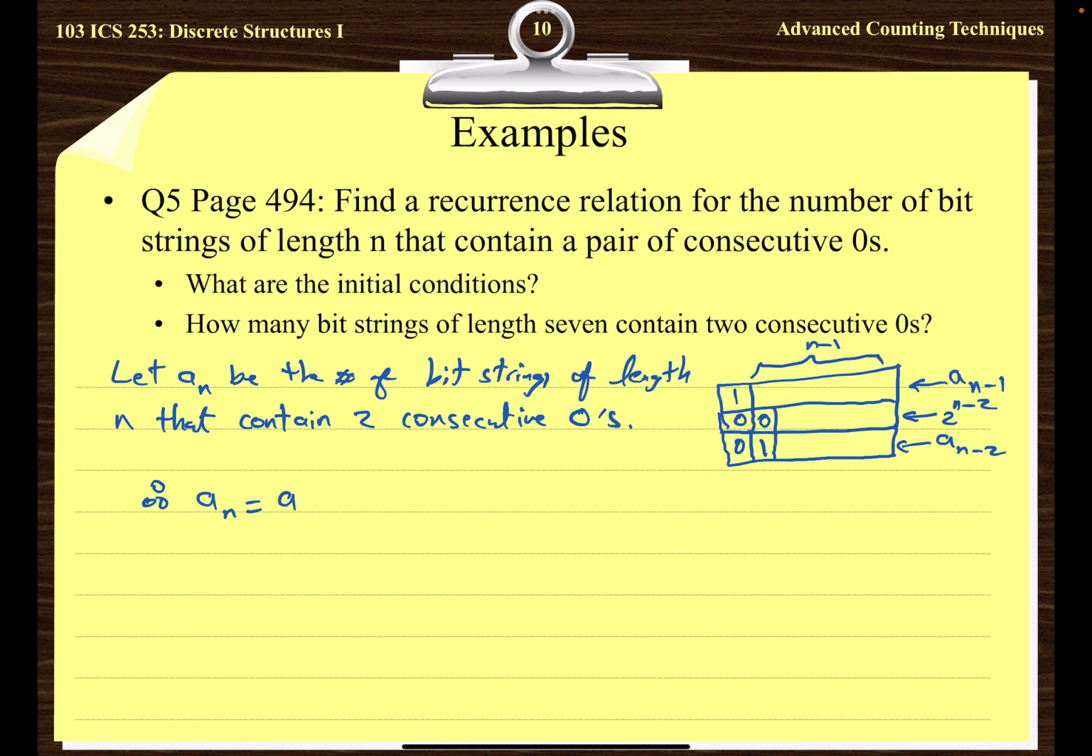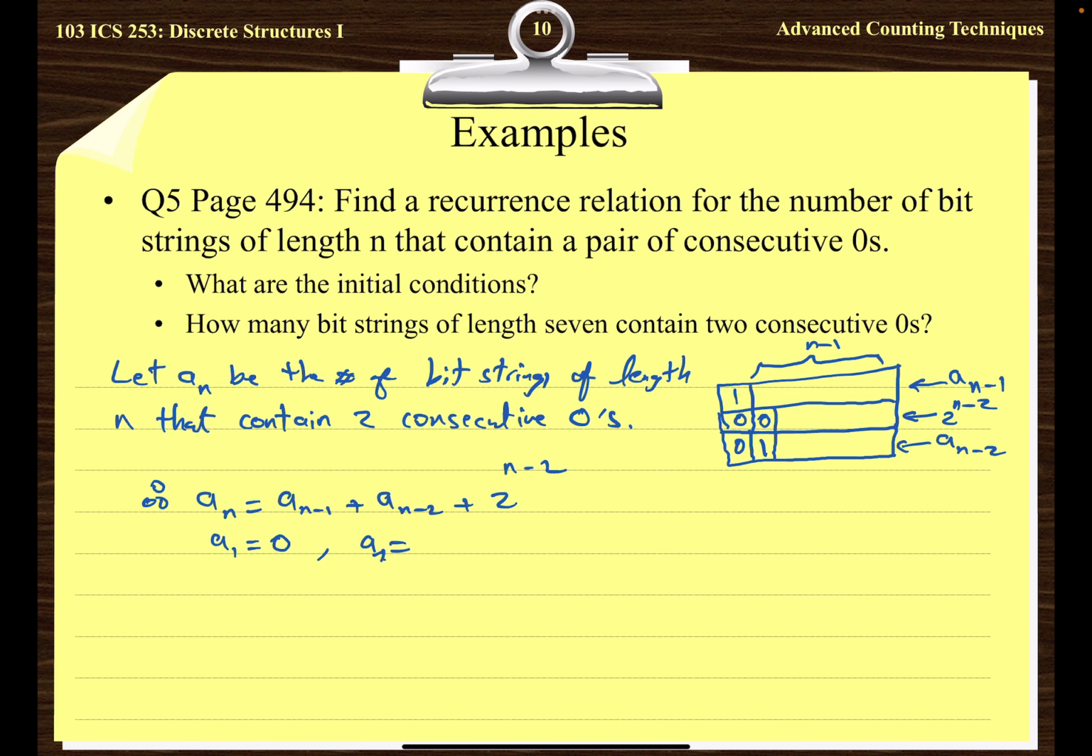A(n-1) plus A(n-2) plus 2 to the power n minus 2. Okay? So now, how many initial conditions do I need? 2. Why 3? 2, right? So A1 is equal to what? How many bit strings of length 1 have two consecutive zeros? 0. Okay.